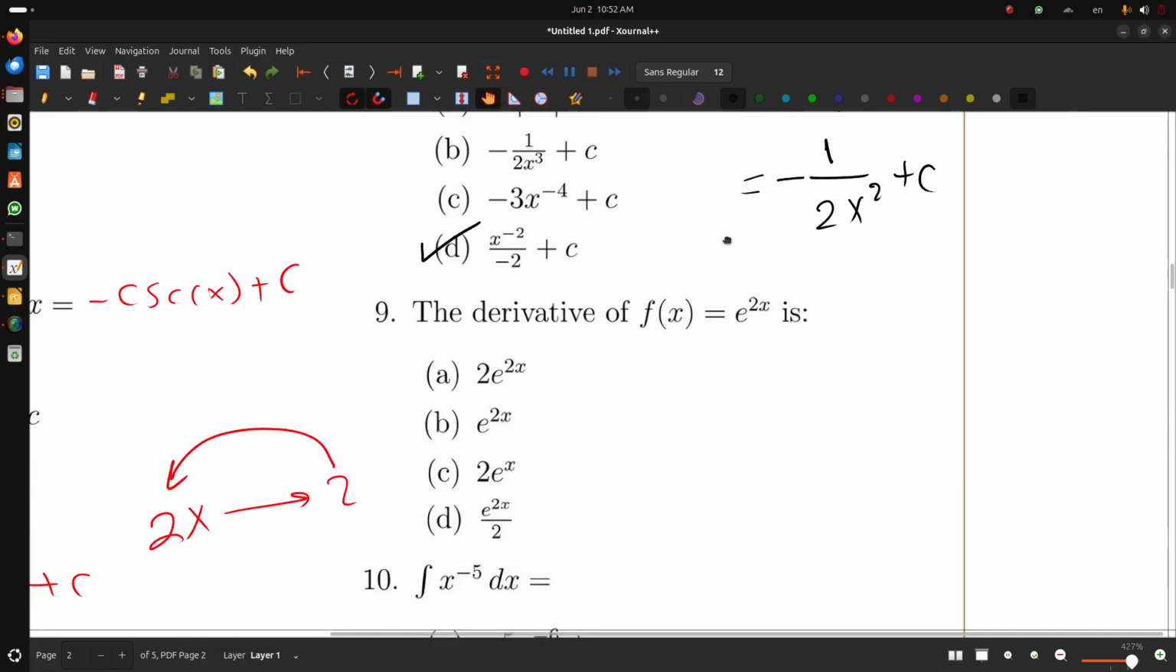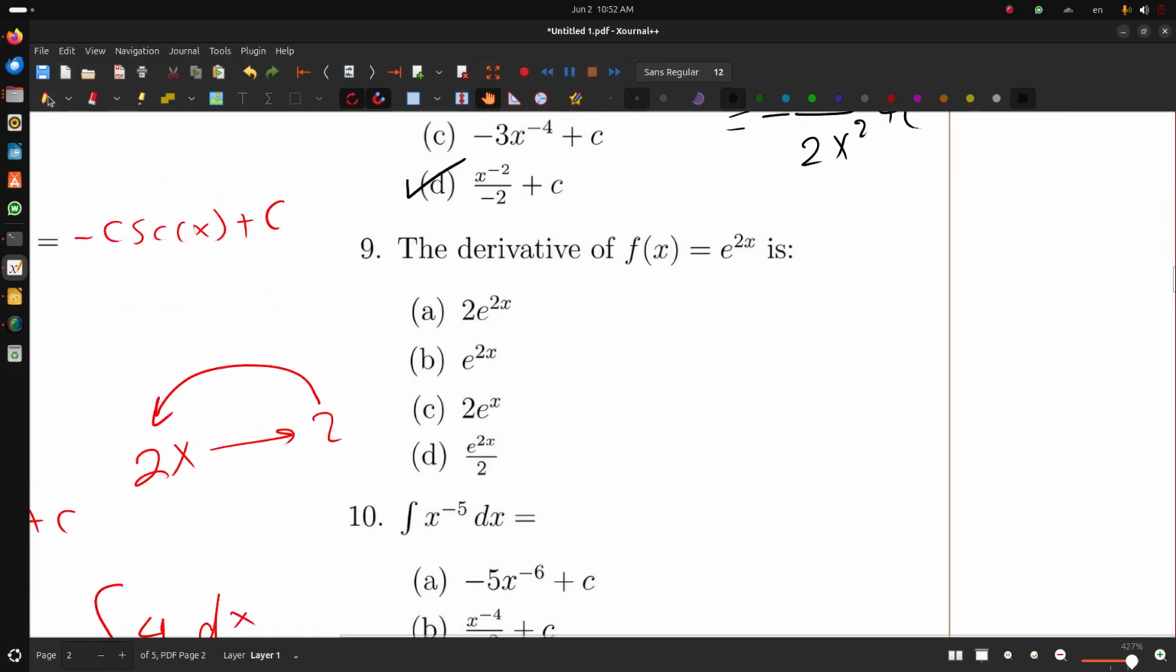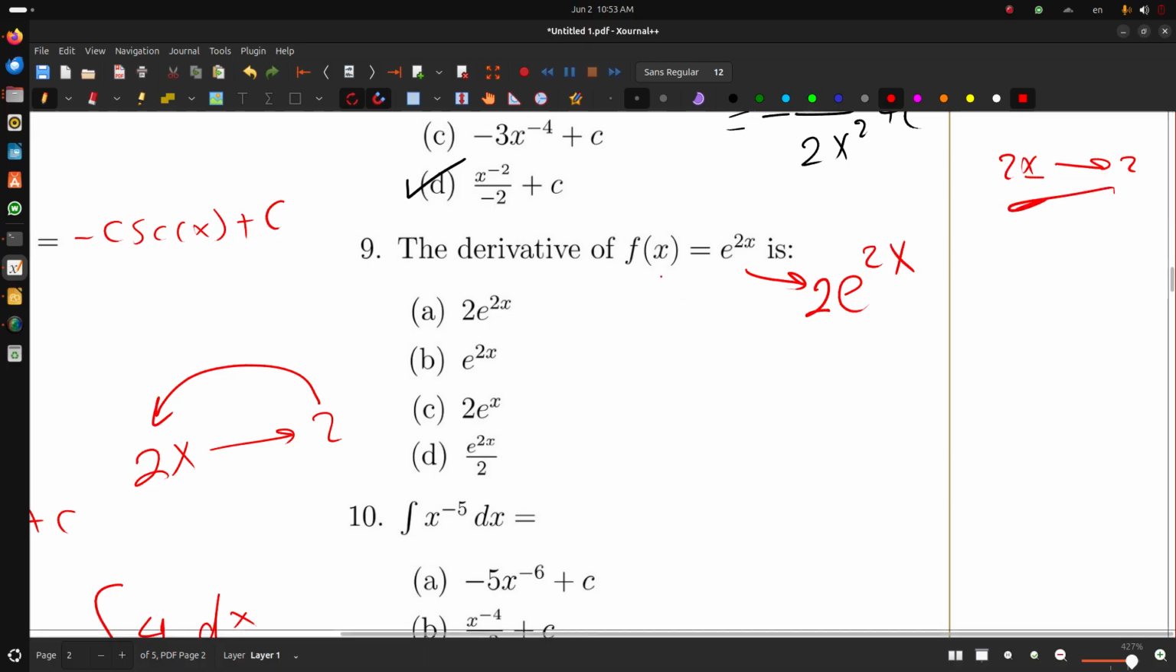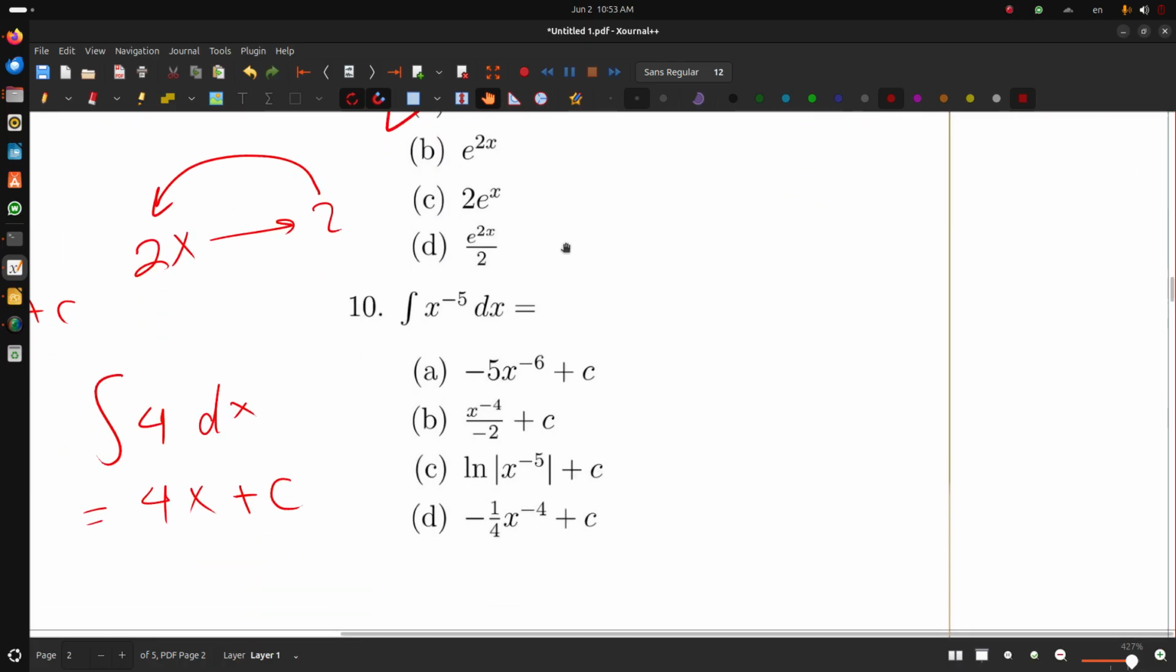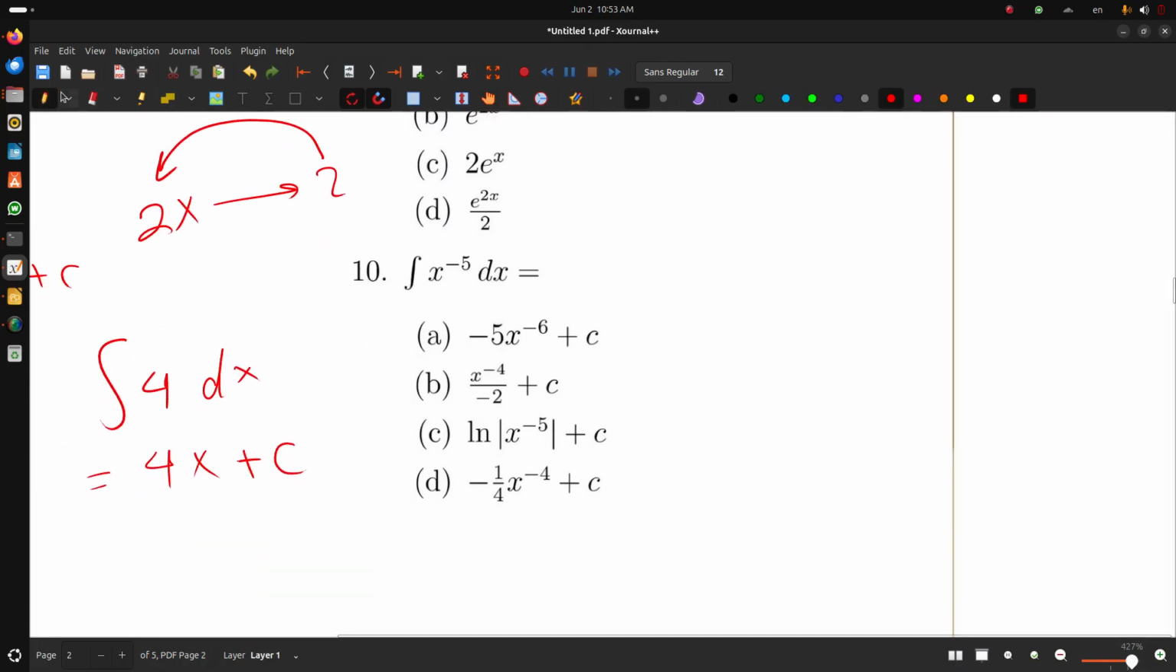Okay, next, the derivative of e power 2x. All of us agree that the derivative of e power x is the same, but what about the derivative of e power 2x? It would be the same, and using the chain rule you will get the derivative of the power, which is 2. So the derivative of 2x is equal to 2, and you will multiply by it, so it will be 2 e power 2x.